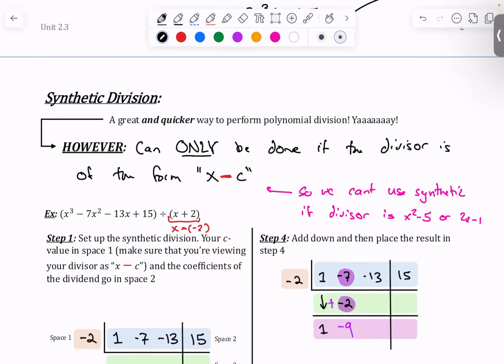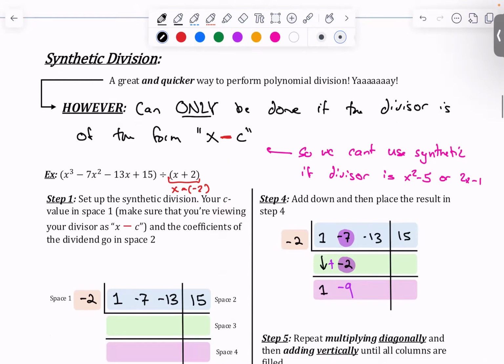The way it works is you can only do this if your divisor, the thing that you're dividing with, is of the form x minus a number. This example works because even though it says x plus 2, you can get that into the proper format by double negating, writing it as x minus negative 2. But it wouldn't work with something like x squared minus 5, because that's not x minus c, that's x squared minus c. And it won't work with 2x minus 1, because even though it has a minus c, it's not 1x, it's 2x. That's the problem.